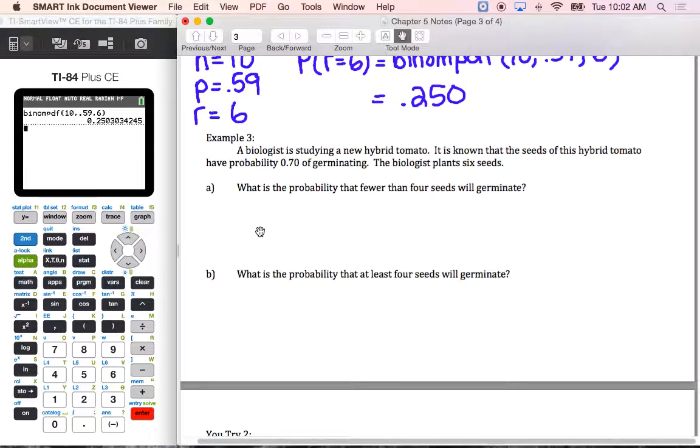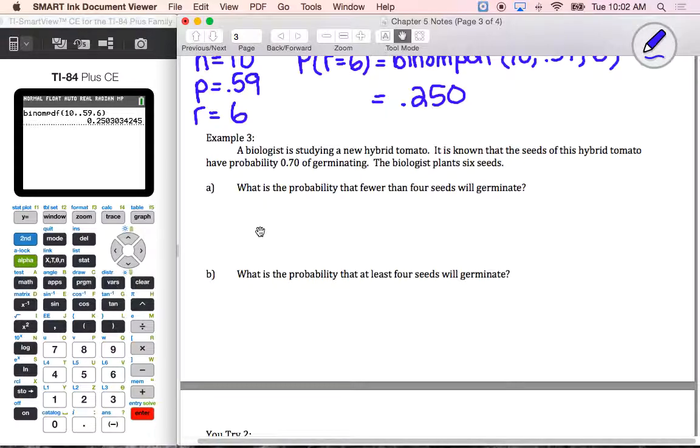Okay, so a biologist is studying a new hybrid tomato. It is known that the seeds of this hybrid tomato have probability of 0.70 of germinating. The biologist plants 6 seeds. What's the probability that fewer than 4 seeds will germinate? So we're fewer than 4. You've got to find that up at the top of this page to figure out which of those inequalities to use. We want fewer than 4.